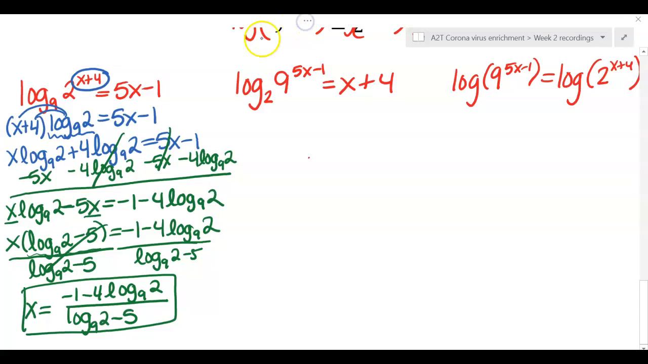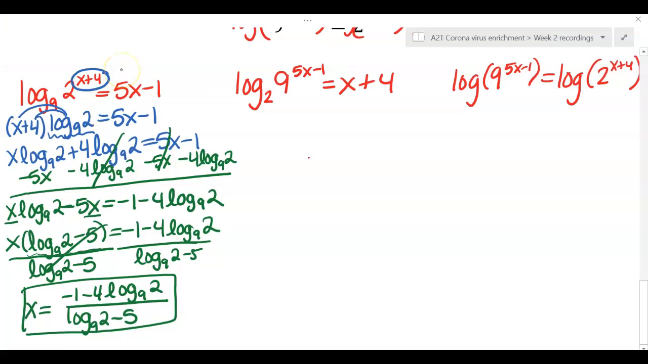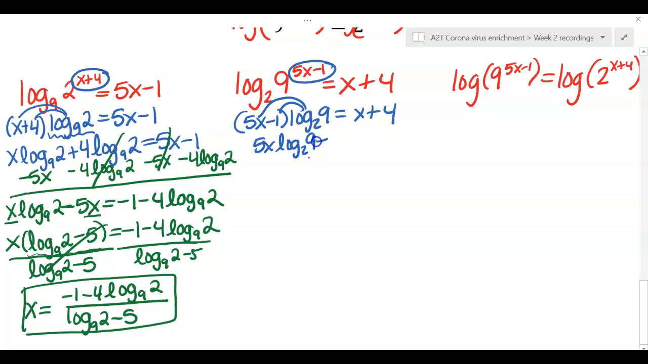I'm going to go through the same thing if you guys used the base of 2. So again, we'd use that same property. So this would become 5x minus 1 times log base 2 of 9 equals x plus 4. And again, I would distribute this value. So I'd have 5x times log base 2 of 9 minus log base 2 of 9 equals x plus 4.